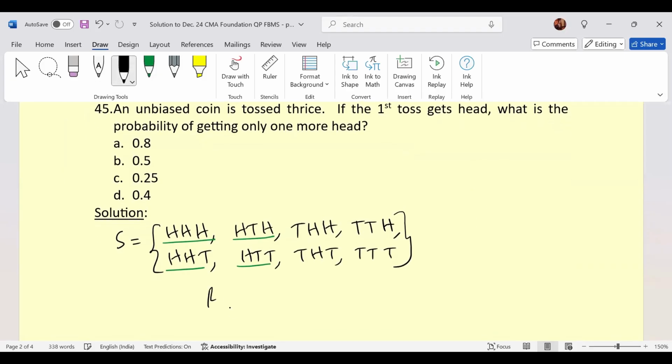So required probability. Total possible outcomes is 4. What is the probability of getting only one more head? So this won't be there. Getting one more head, this will be there. One more head, this will be there. This won't be there. So you get 2 favorable outcomes. That means 1 by 2 is the required solution, which is 0.5. So that is our question 45.